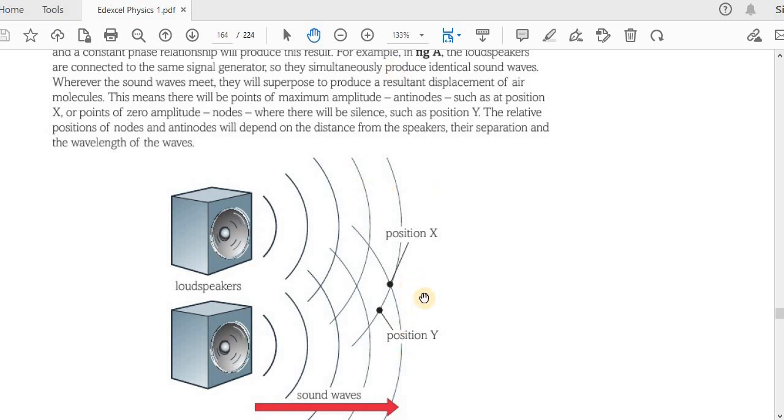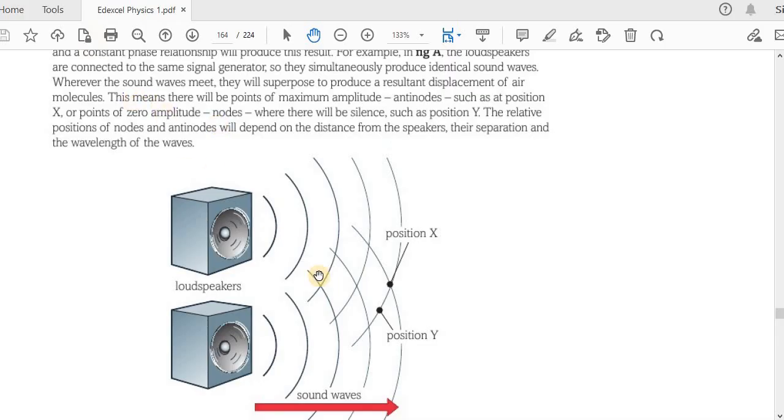So let's look at these positions X and Y. There will be points of maximum amplitude, antinodes, such as at position X. Here you can see this wavefront and this wavefront meet there. Or points of zero amplitude, for example here, position Y. Why? Because this is representing the antinode, which is a crest, let's say, and between the two crests you have the trough. So when the crest and the trough meet, we have destructive interference. Now we learned this in the previous lesson when we learned superposition.